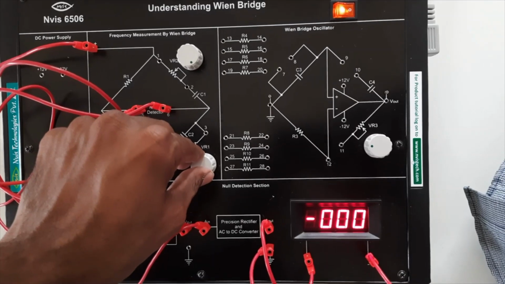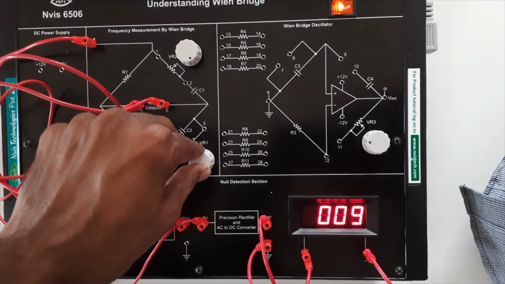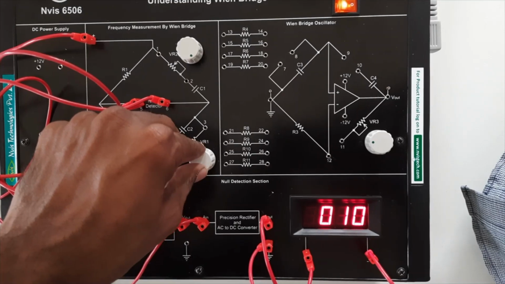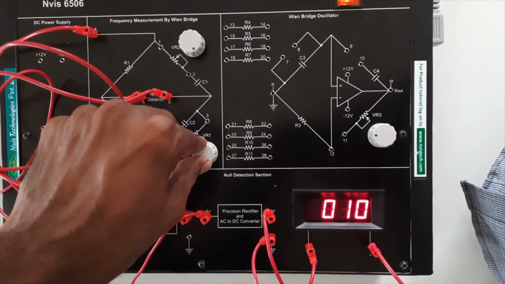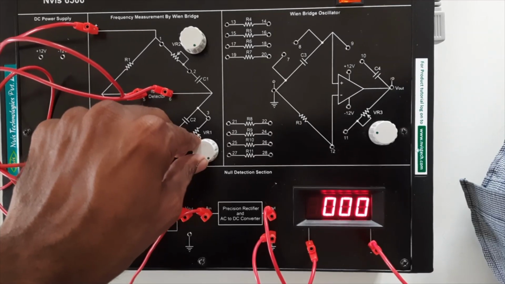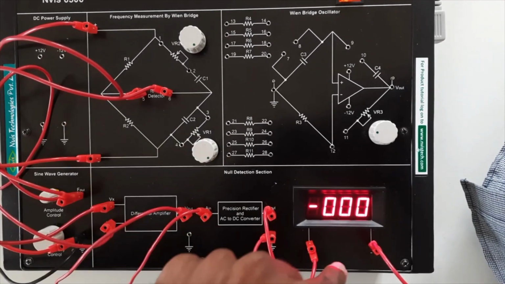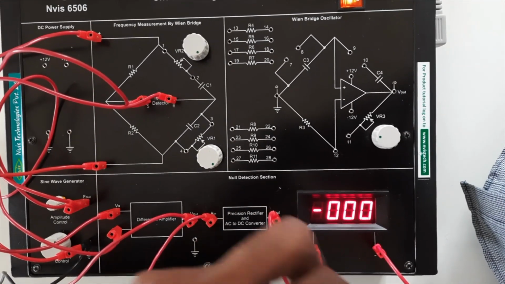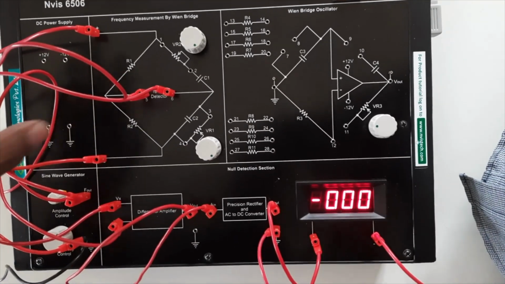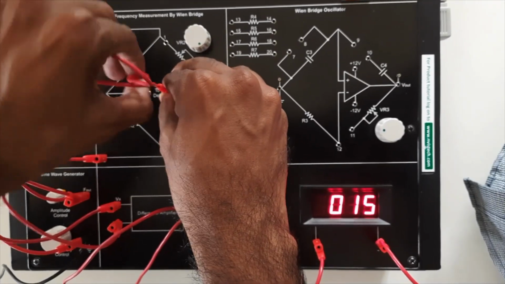If you change this knob VR1, it is showing some value. That means bridge is going to be unbalanced. Okay, but you need to maintain bridge as balanced. So by changing this VR1 knob, you can adjust to 0. So okay, display showing 0 means the bridge is under balanced condition. Under this condition, now remove the connections.